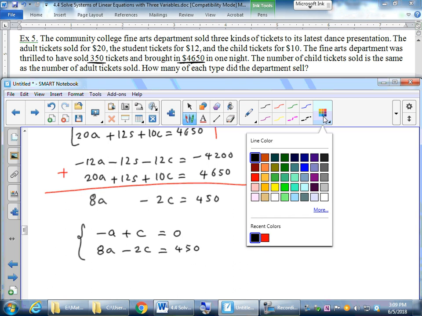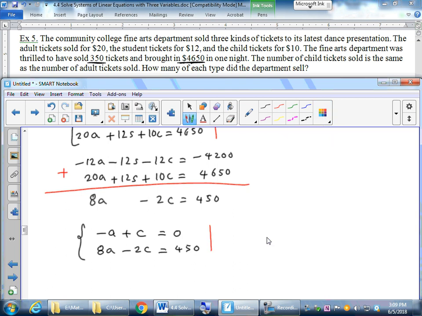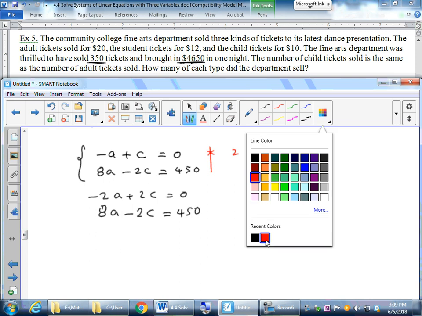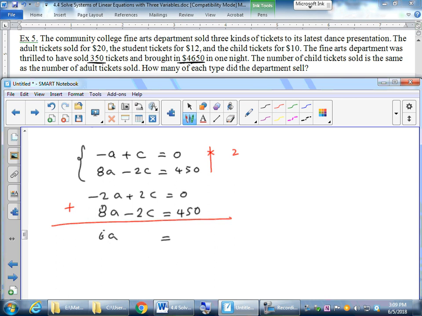I can simply multiply the first equation by negative 2, not negative 2, just 2, to eliminate c, which will become negative 2a plus 2c is equal to 0, and 8a minus 2c is equal to 450. Add them up. This gives me 6a is equal to 450, and divide both sides by 6. So 450 divided by 6 gives me 75.